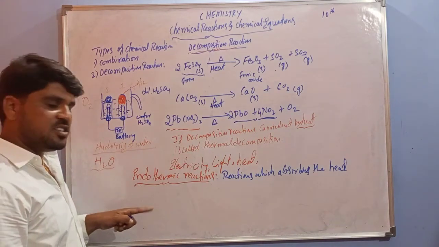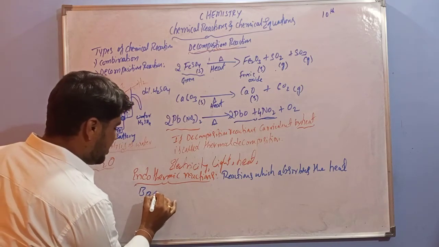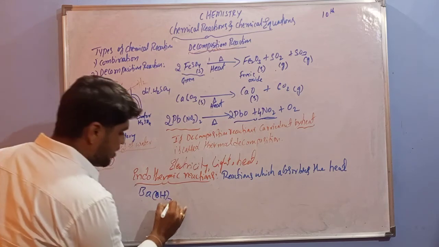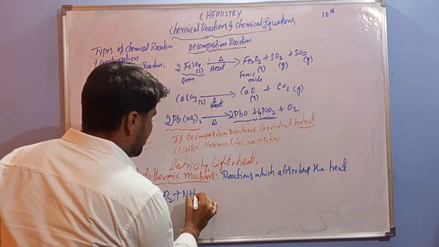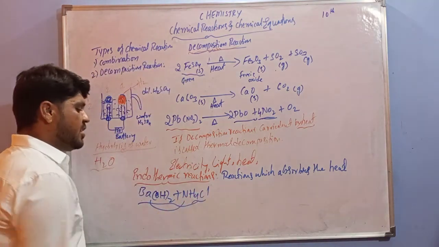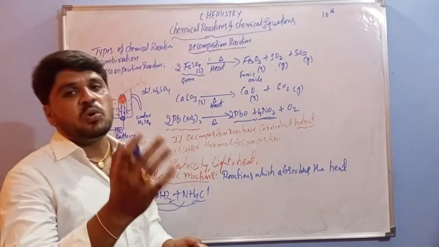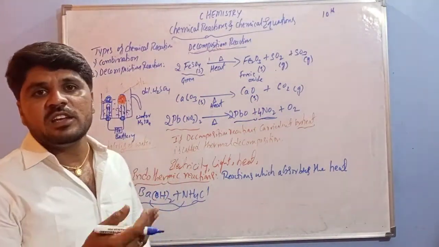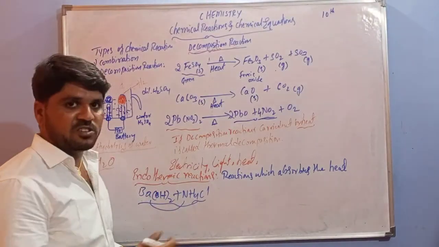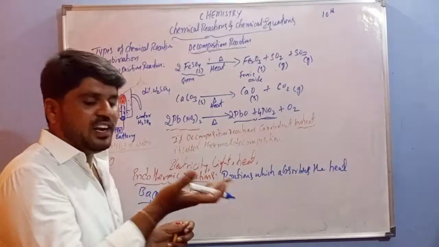For endothermic reactions, one more example is barium hydroxide, Ba(OH)2. This reacts with ammonium chloride. If you touch the solution mixture of barium hydroxide and ammonium chloride, the beaker will be cold, we feel very cold. That is what endothermic reactions are. Endothermic reactions absorb heat and the nature of this reaction feels cold.